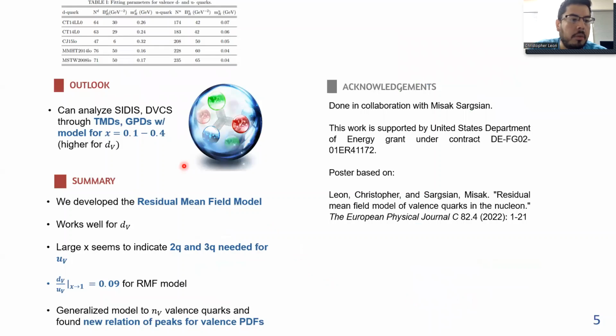So outlook, we can now analyze TMDs and GPDs now that we parameterize our model, and we can incorporate the 2 quark and 3 quark correlations.